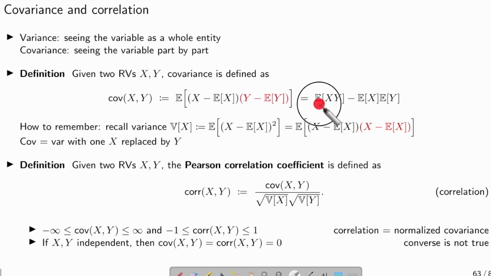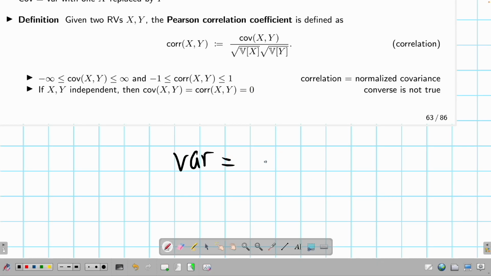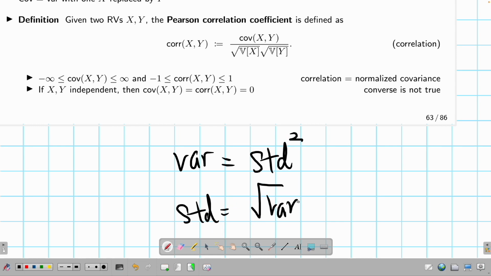It will be the same as the expected value of the x, y product minus the product of the expected value of x times the expected value of y. Then we can also define something called correlation. That is the covariance divided by the square root of the variance of x and the square root of the variance of y. Recall, variance is standard deviation squared. Standard deviation is the square root of variance. What is this, the standard deviation of x? What is this, the standard deviation of y? So correlation can be seen as covariance divided by the two standard deviations.